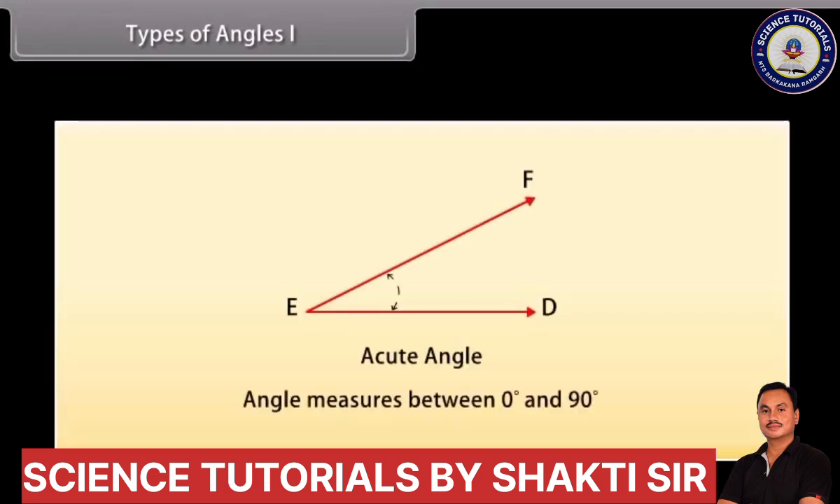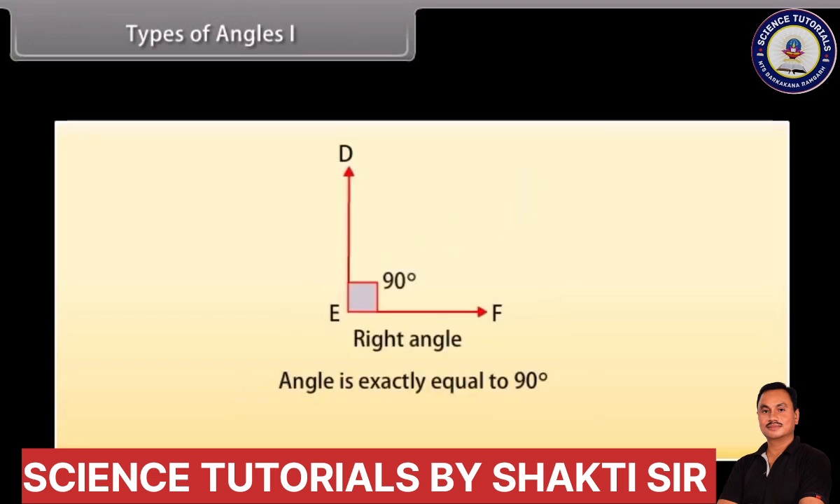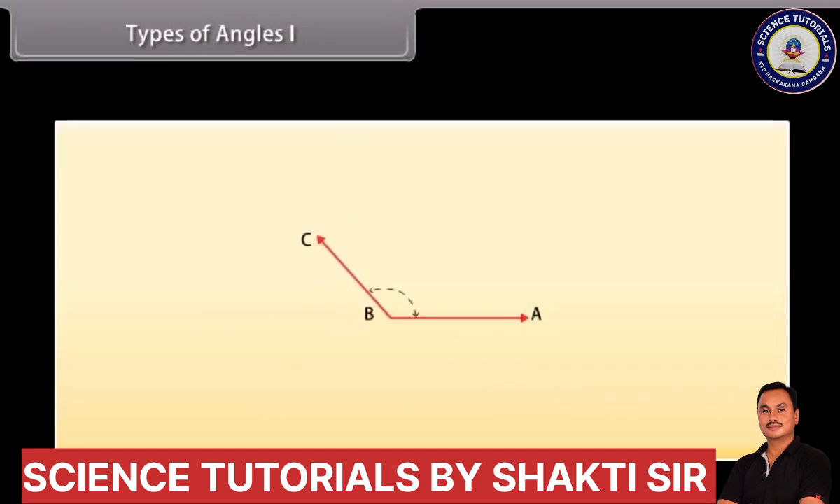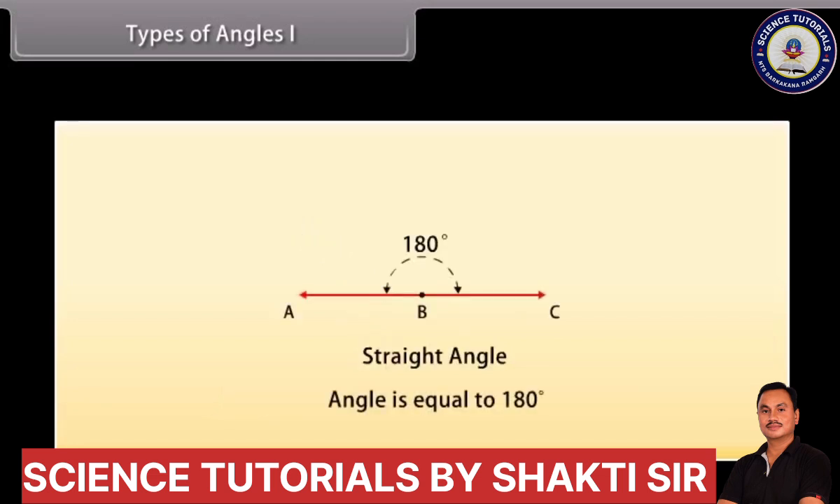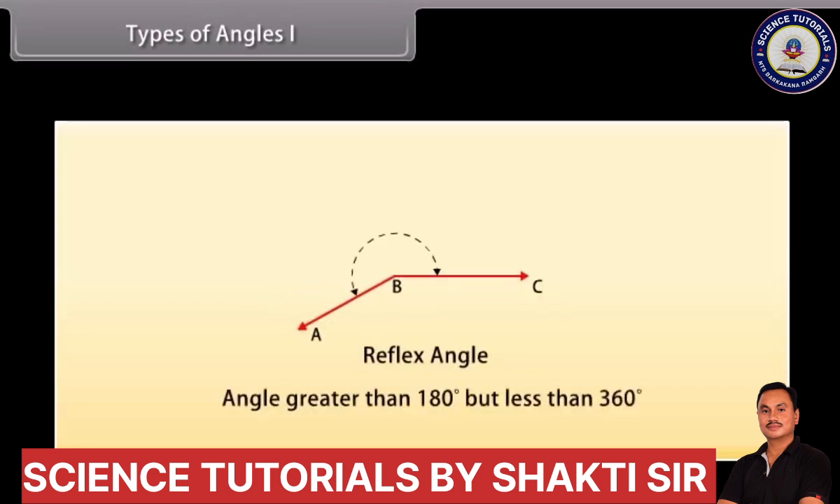Types of angles. An acute angle measures between 0 degree and 90 degree. A right angle is exactly equal to 90 degree. And an angle greater than 90 degree but less than 180 degree is called an obtuse angle. Also, a straight angle is equal to 180 degrees. And an angle which is greater than 180 degrees but less than 360 degree is called a reflex angle.